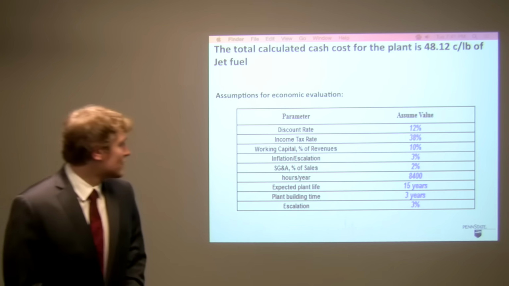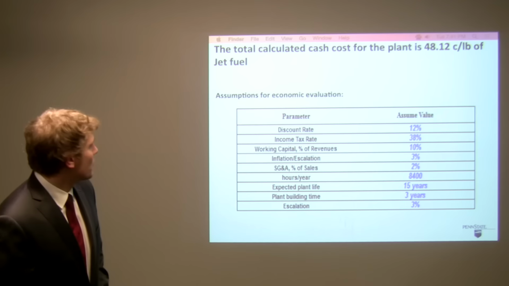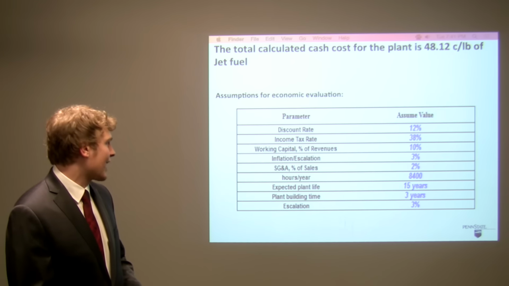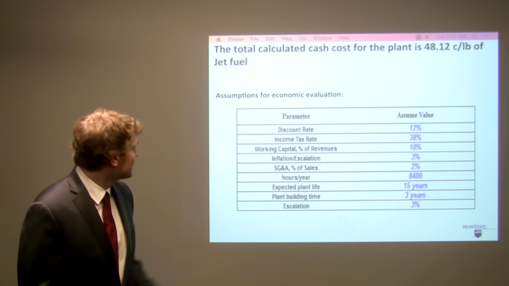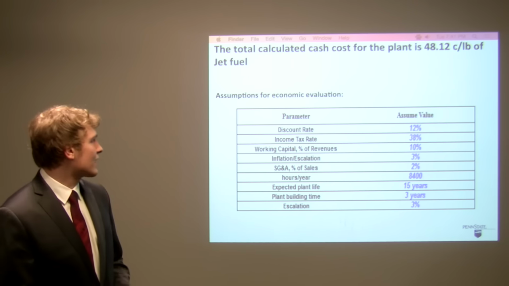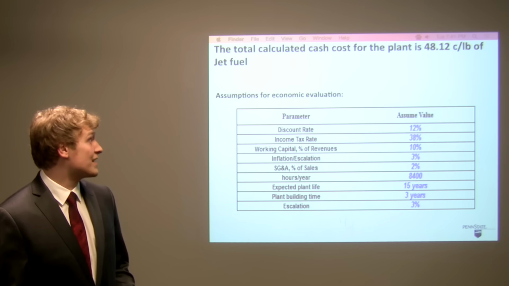Thank you, Ruth. So in order to move forward on our economic evaluation of the plant, we had to make a couple assumptions for the discount rate, income tax rate, working capital, etc. These were given to us by Professor McFadden, and we utilized this to get the cash cost for the plant, which was found to be 48.12 cents per pound of jet fuel.